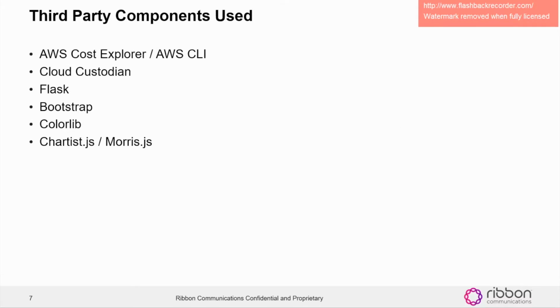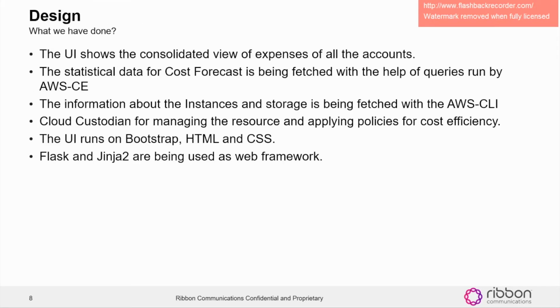We have used the following third-party components in our project: AWS Cost Explorer, AWS CLI and Cloud Custodian mainly for the backend, Flask for integrating backend and frontend, and for the frontend Bootstrap, ColorLib, Chartist.js, and Modest.js. Let's discuss the design of our project, and how we have done this.